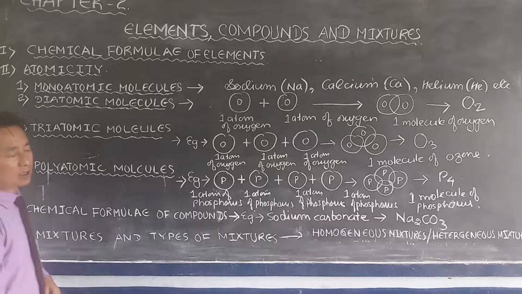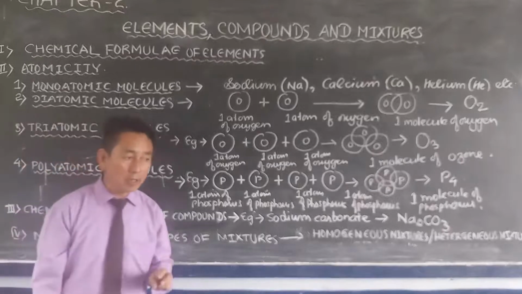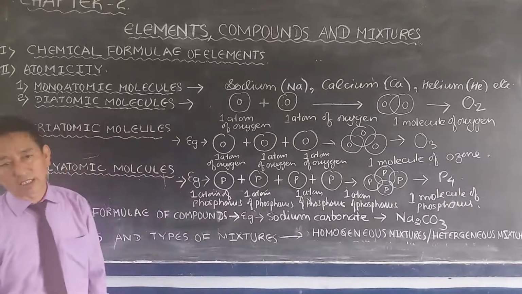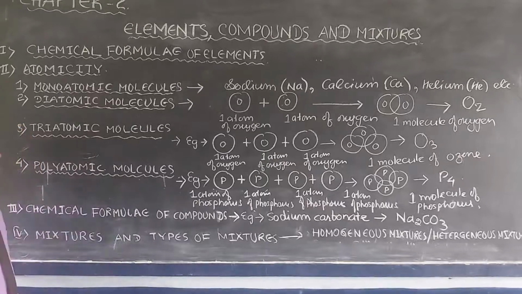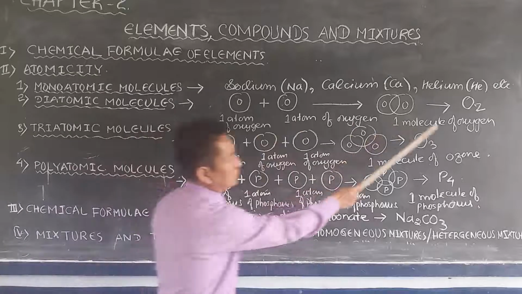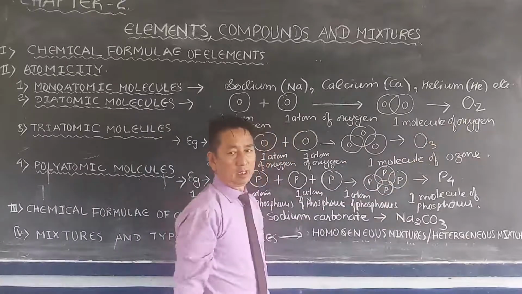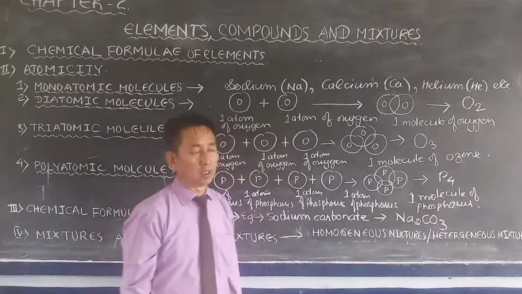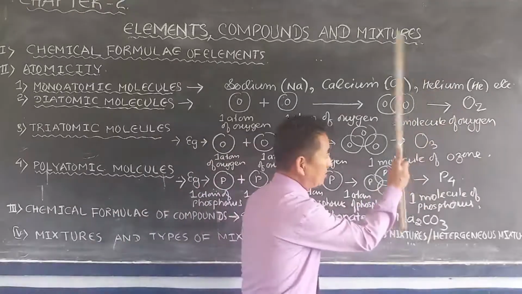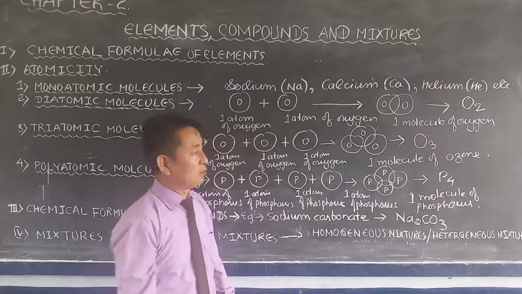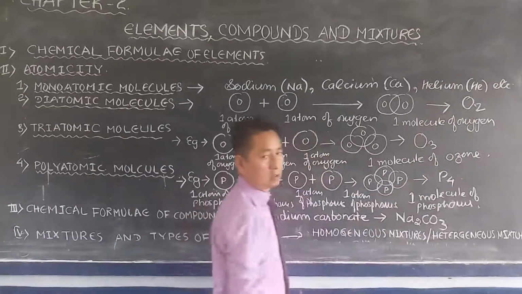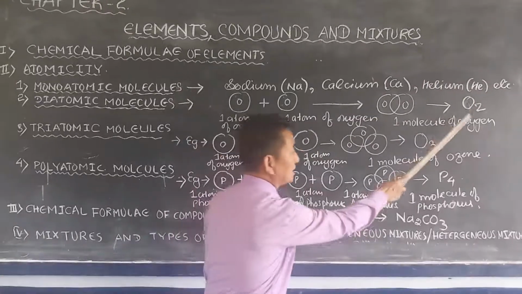Now next, diatomic molecules. What is a diatomic molecule? A molecule which is made up of two atoms is known as a diatomic molecule. As you can see here, oxygen, O2. Its chemical formula or molecular formula is O2. It represents one molecule of oxygen, and one molecule of oxygen is made up of two atoms. So its atomicity is 2.